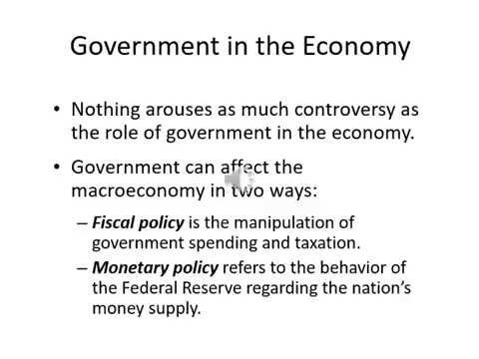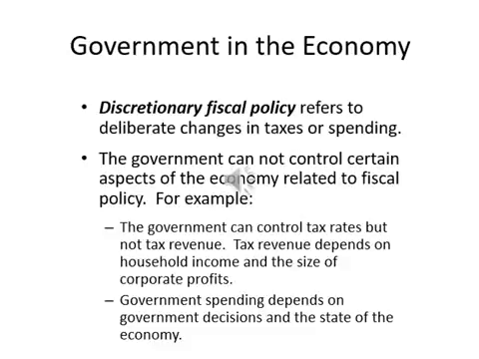Nothing arouses as much controversy as the role of government in the economy. Government can affect the macroeconomy in two ways. Fiscal policy is the manipulation of government spending and taxation. Monetary policy refers to the behavior of the Federal Reserve regarding the nation's money supply. Discretionary fiscal policy refers to deliberate changes in taxes or spending.